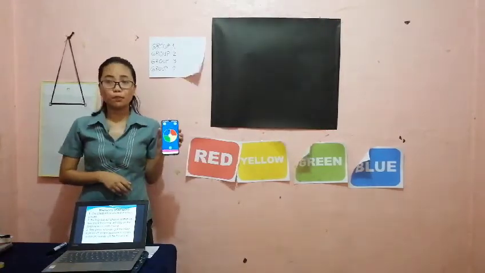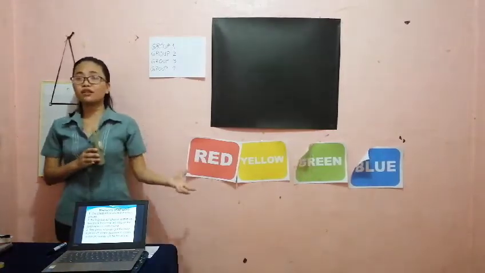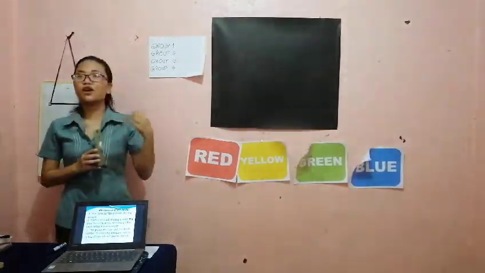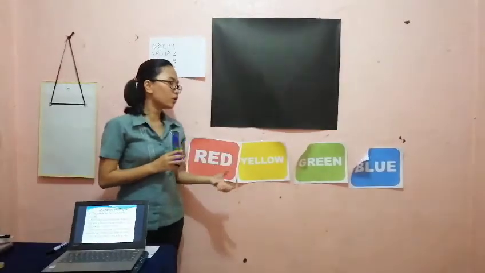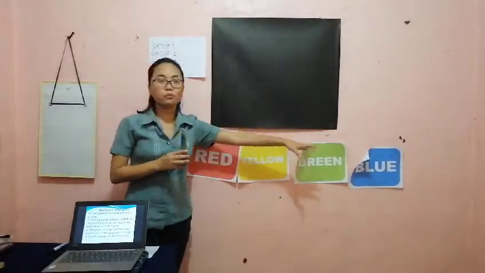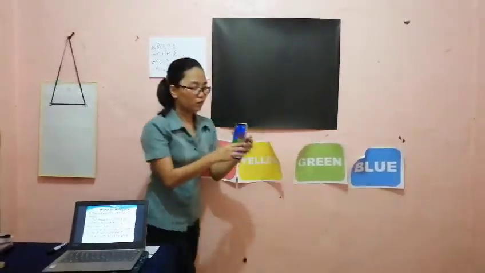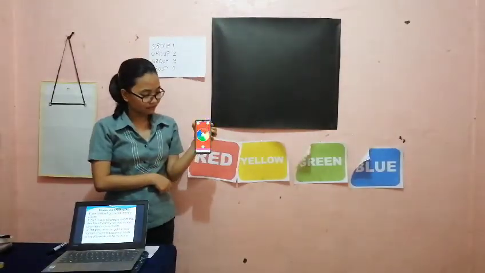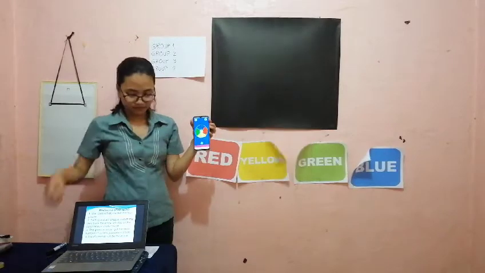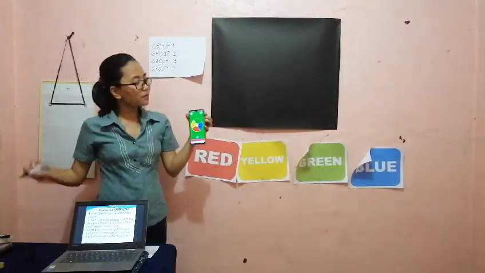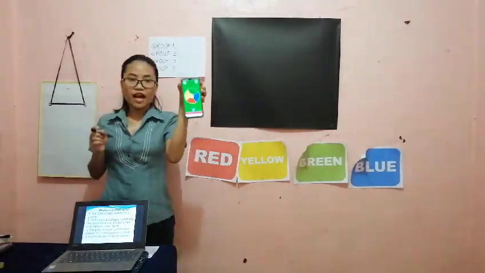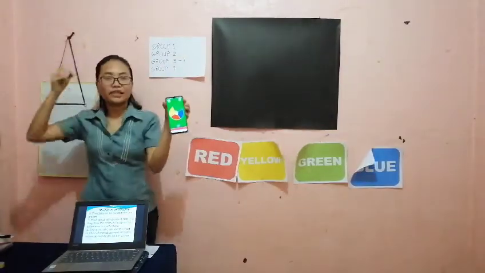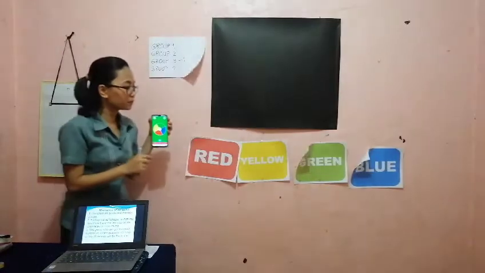Let's have round number 1. You can now choose the color that you want. Okay, for round number 1, group 1 chose color red, group 2 chose color yellow, group 3 chose color green, and group 4 chose color blue. Let's spin the coloretas. Okay, for round number 1, the arrow stopped at green. So group 3 got the first point. Let's have round number 2.